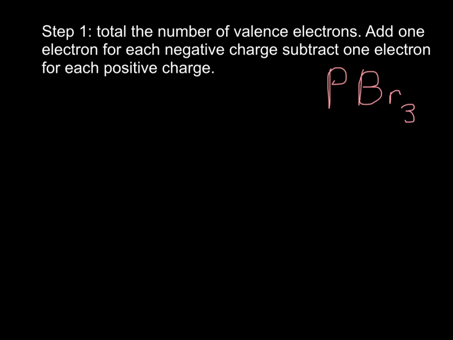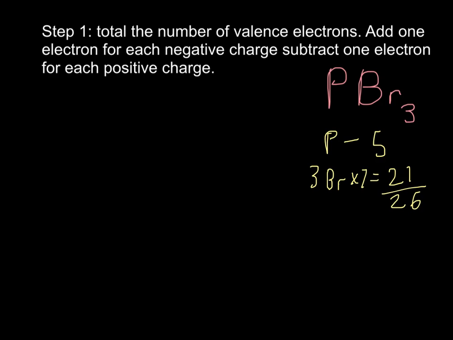We want to draw the Lewis structure for this compound. So the first thing we're going to do is establish our building fund. I have 1 phosphorus. Phosphorus is in group 5A on my periodic table, so it has 5 valence electrons. I have 3 bromines, and bromine, just like chlorine, is in group 7A, so it has 7 valence electrons. So 3 times 7 is 21, plus 5 is 26. So I have 26 electrons with which to build my molecule.